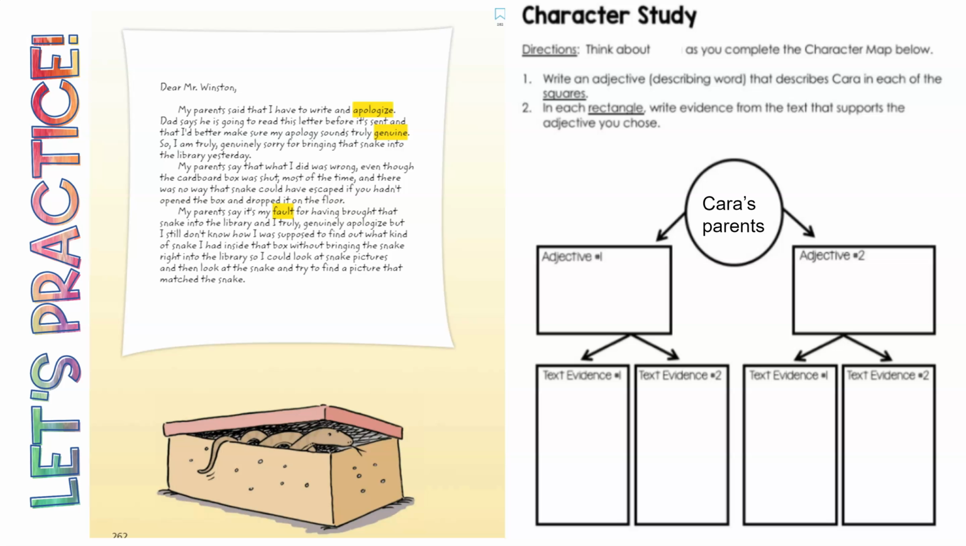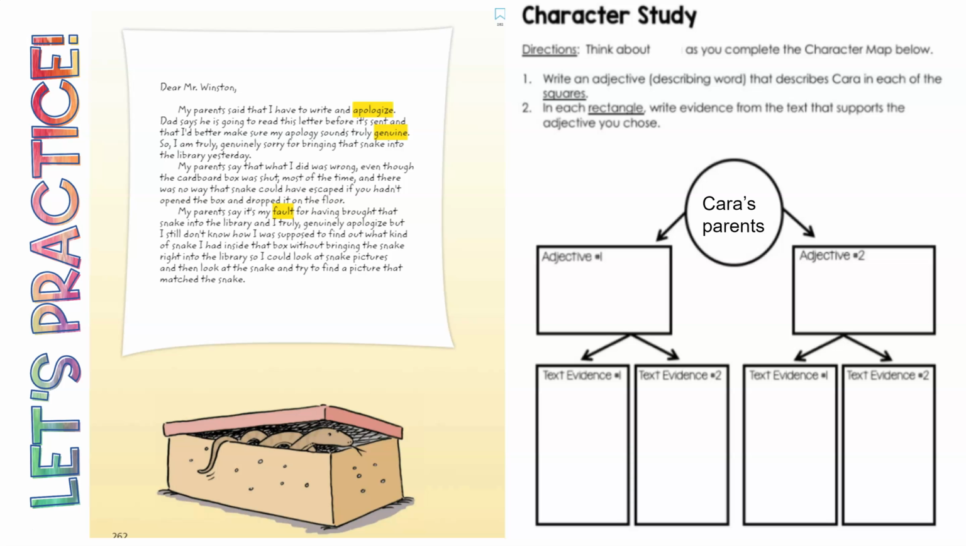apologize. But I still don't know how I was supposed to find out what kind of snake I had inside that box without bringing the snake right into the library, so I could look at snake pictures and then look at the snake and try to find a picture that matched the snake.